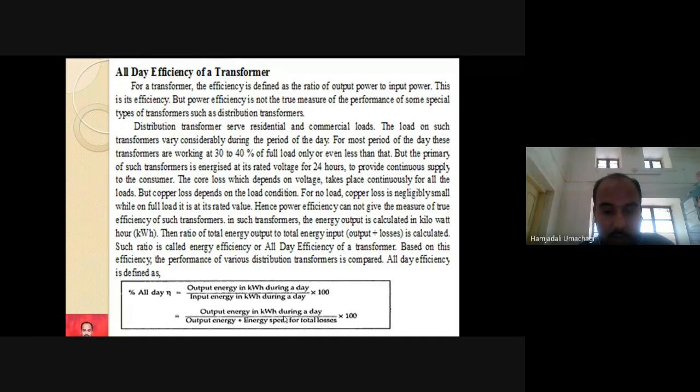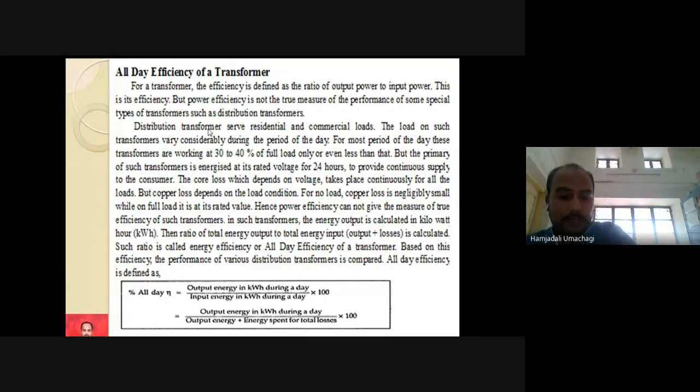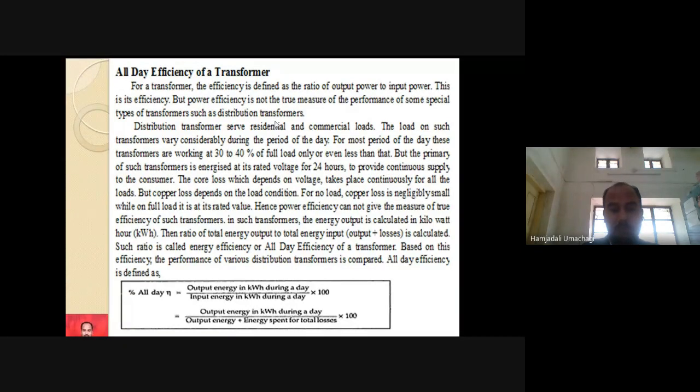Is it clear, all of you? And this formula, you are going to use it when you solve problems based on all day efficiency of a transformer. Means they are going to give one particular data. Say for example, consumer 1 is going to make use of 2 kilowatt of load from morning 6 a.m. to evening 6 p.m. Second consumer, 5 kilowatt. Likewise, they are going to distribute time intervals where that particular load will be utilized, and based on that time interval and load information, you need to estimate the efficiency of a transformer. Is it clear, all of you?